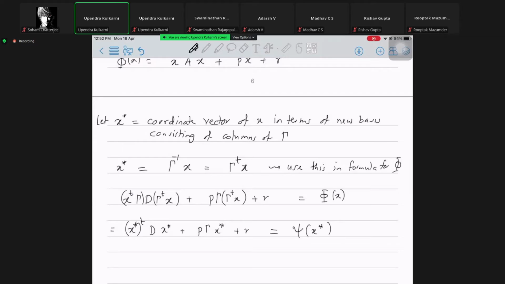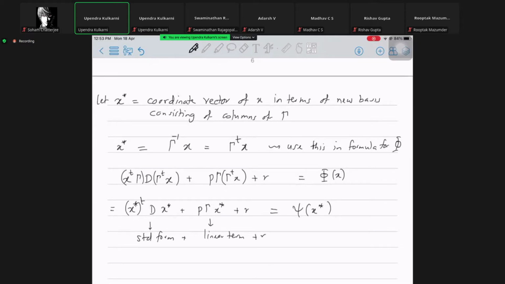But now look at this formula. So this is in the standard form, right? Because notice D is just the diagonal entry. So when I multiply this out, the diagonal entries of D are going to multiply the squares of the entries of the X star vector and get added, plus a linear term, plus R. And now use step 1 to eliminate the linear term.